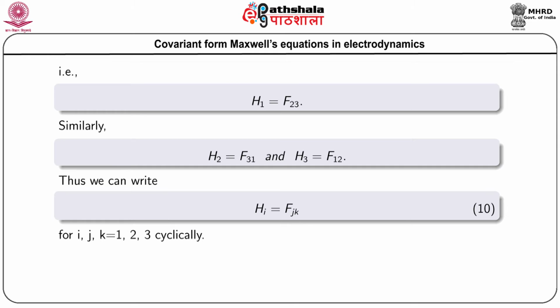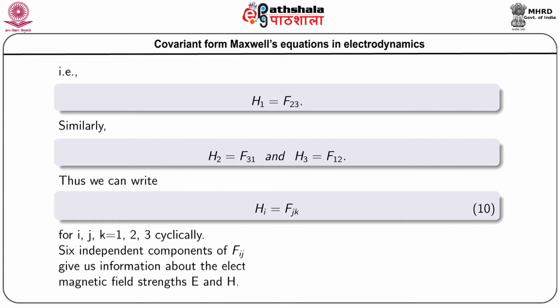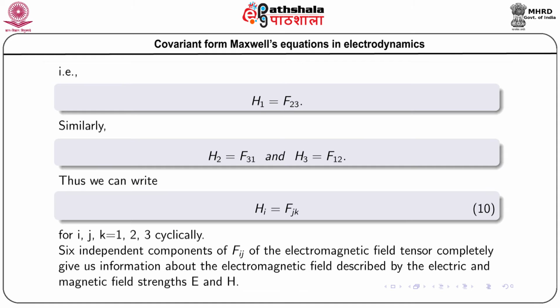That means we have expressed E_i, that is the electric field, and the magnetic field H_i in terms of F_ij, that is the curl of A_i. So the 6 independent components of F_ij of the electromagnetic field tensor completely give us the information about the electromagnetic field described by the electric and magnetic field strengths E and H. So we have expressed the electric field and the magnetic field, as a solution of Maxwell's equation in tensor form, in terms of the curl of A_i.